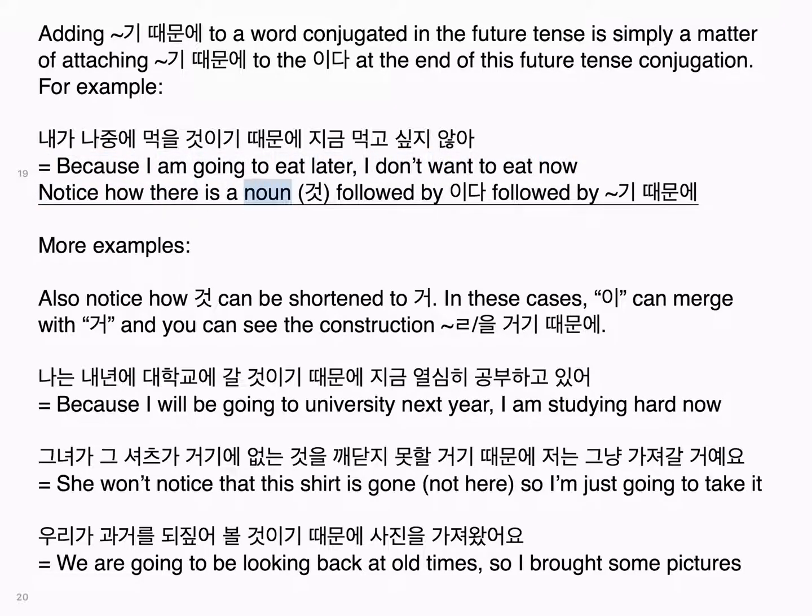Notice how there is a noun, 것, followed by 이다, followed by 기 때문에. More examples. Also notice how 것 can be shortened to 거 in these cases. 이 can merge with 거, and you can see the construction 을 거기 때문에. 나는 내년에 대학교에 갈 것이기 때문에 지금 열심히 공부하고 있어. Because I will be going to university next year, I am studying hard now.